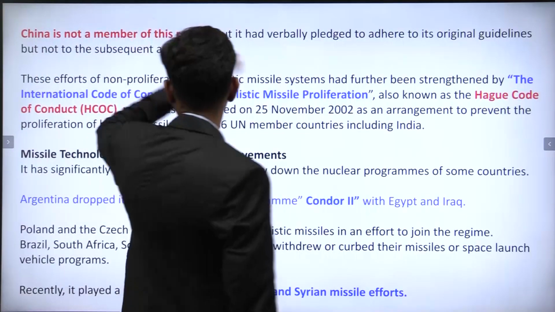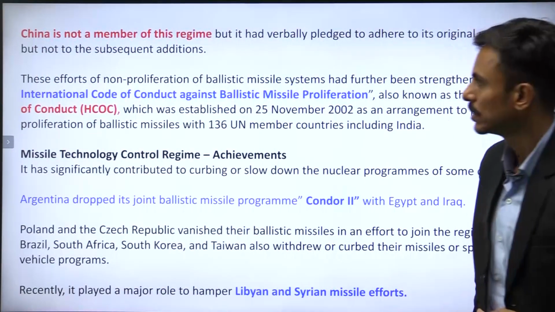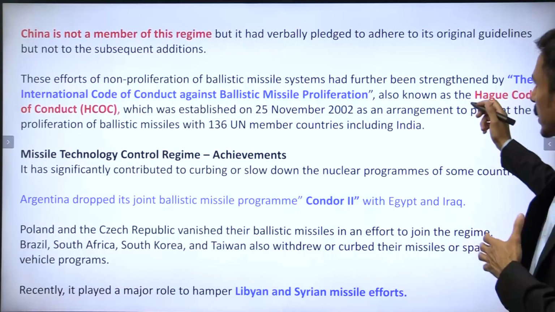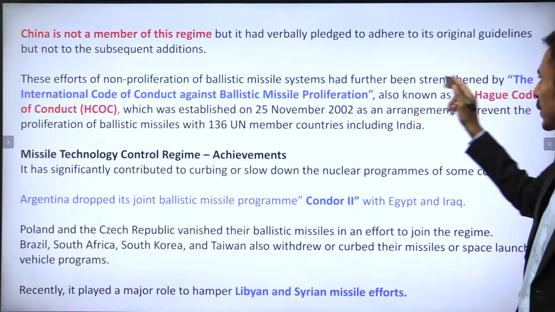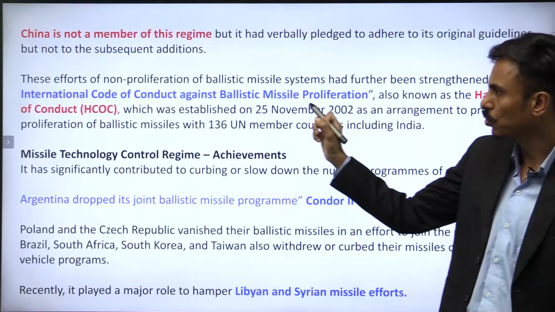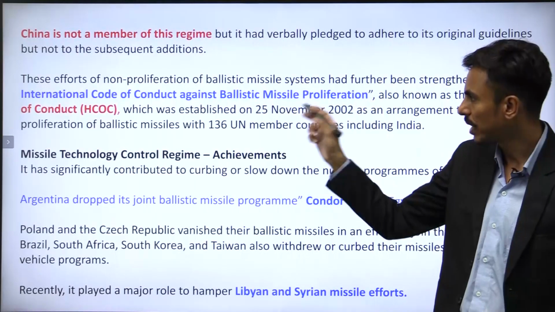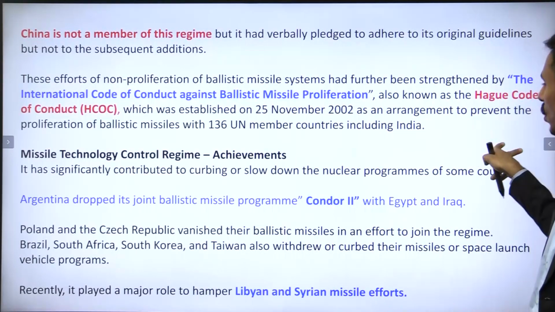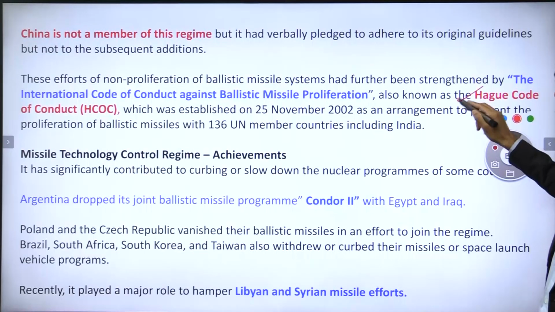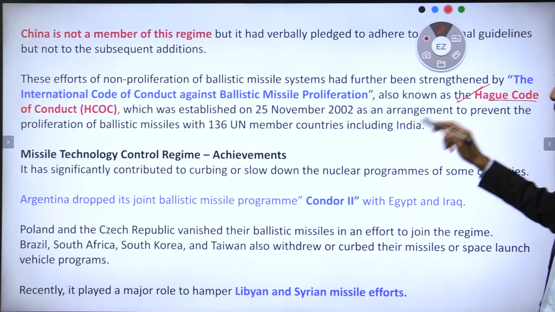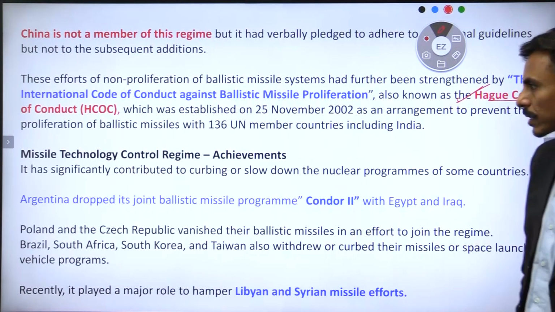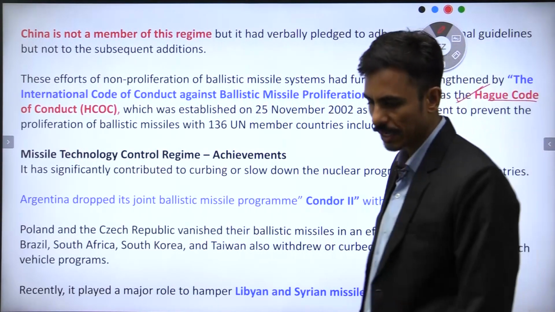China is not a member of this regime. And as I said, the efforts of non-proliferation have been further strengthened by the International Code of Conduct Against Ballistic Missile Proliferation, also called HCOC or Hague Code of Conduct, of which India is also a member right now. Guys, the MTCR has been successful.